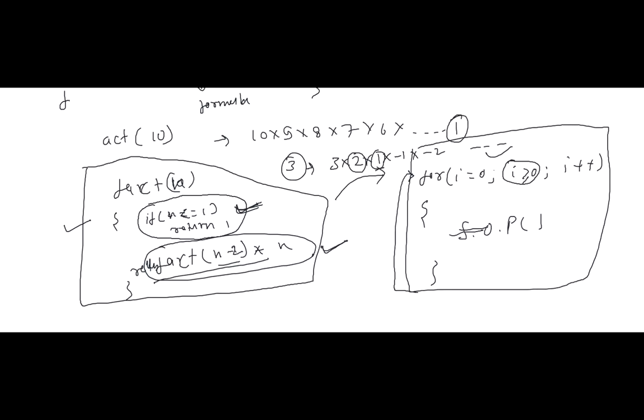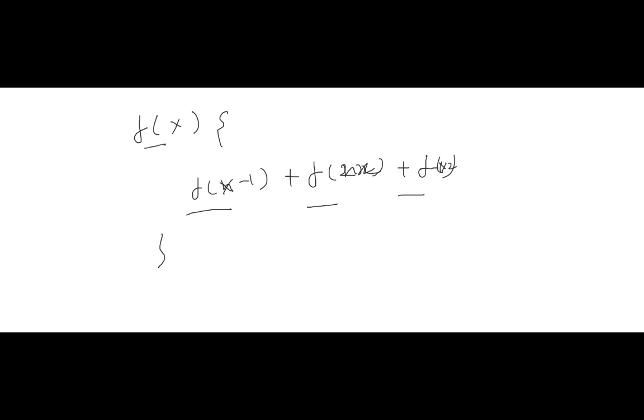For example, let's say we have a function f with some parameter x, and we call this function like this: f of x minus 1 plus f of x minus 2, plus dot dot, let's say plus f of x by 2, like this. So we are calling the same function 3 times. This is also known as recursion, but here also we should put the condition for when we stop.